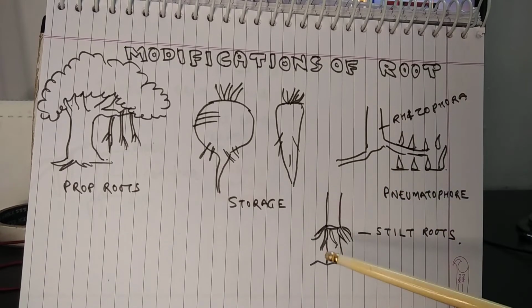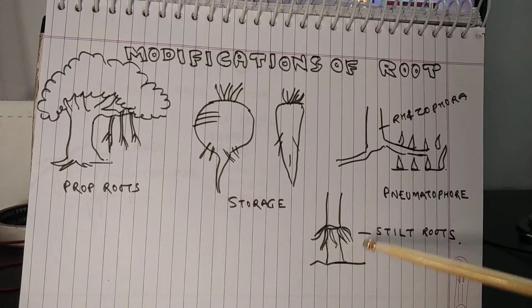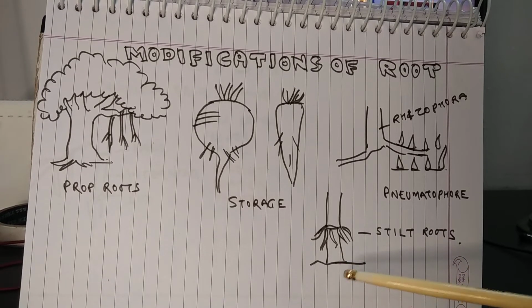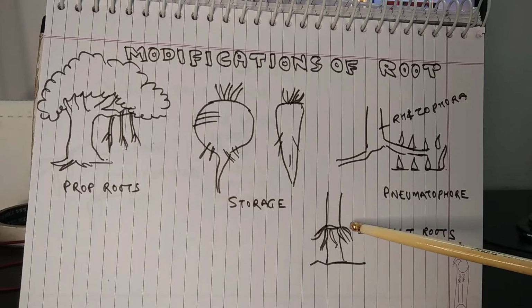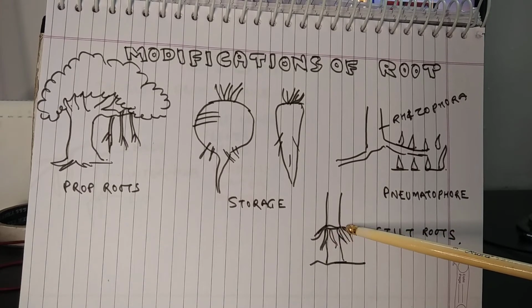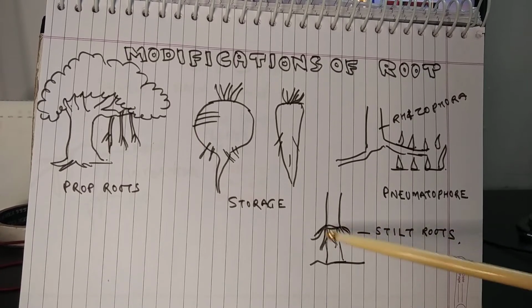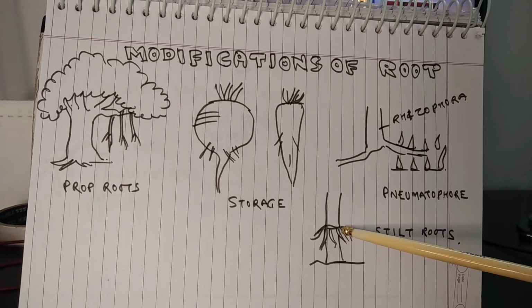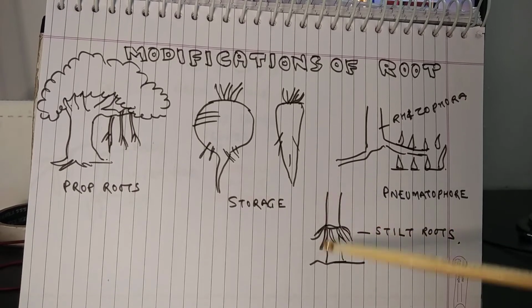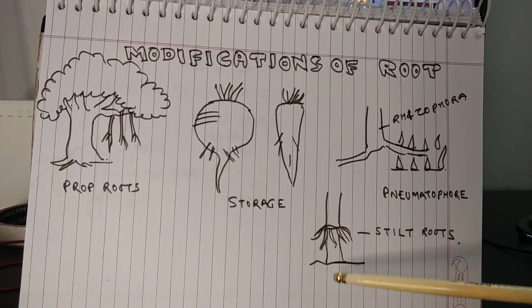Then there is another example of modification for support, and these are called stilt roots. In case of a maize plant or a sugar cane plant, some roots grow from the nodes which are just above the ground, and these roots grow and enter the soil, and that is how they provide mechanical support to the plant. So, these are called stilt roots.